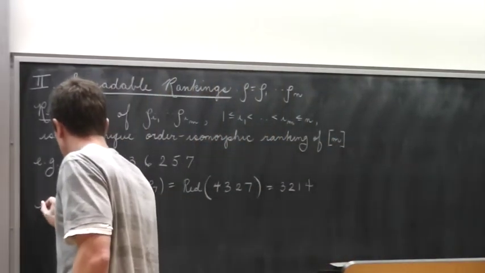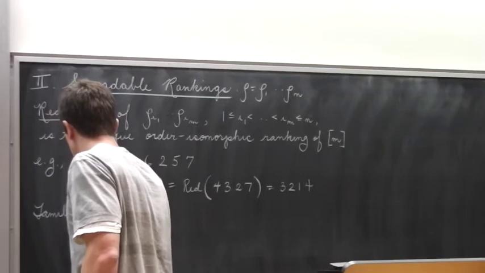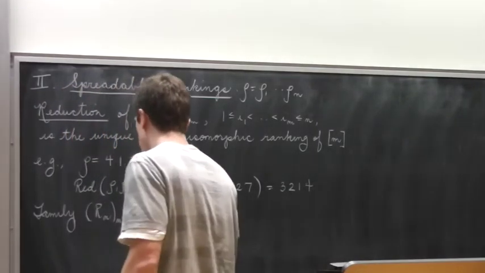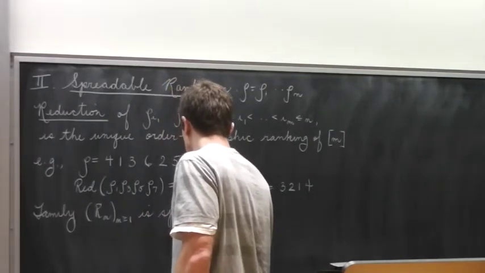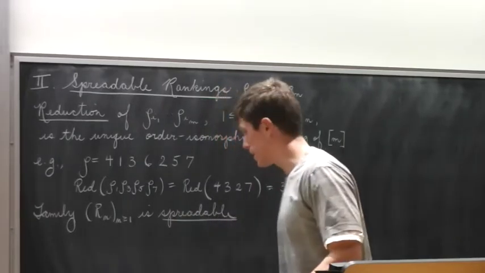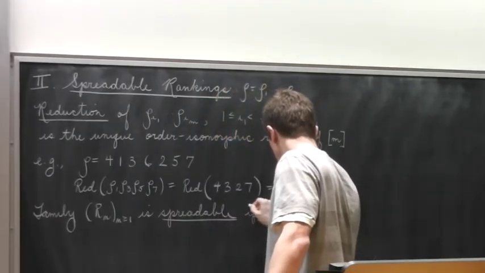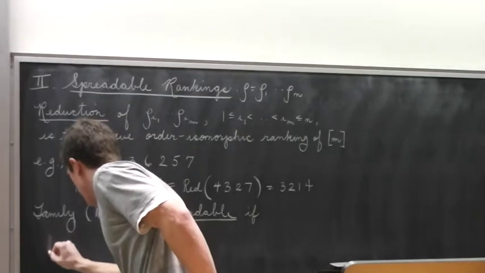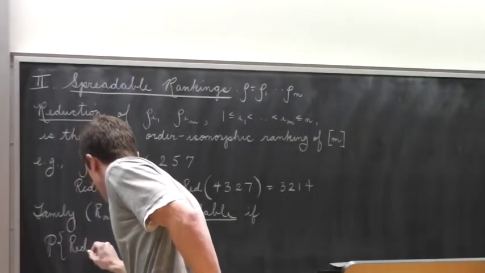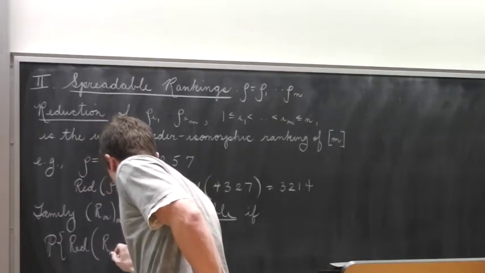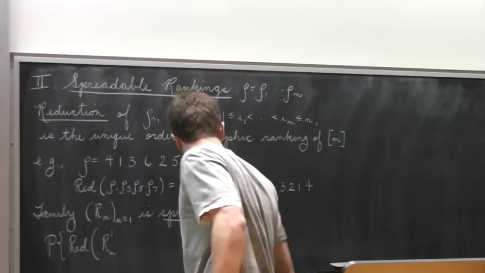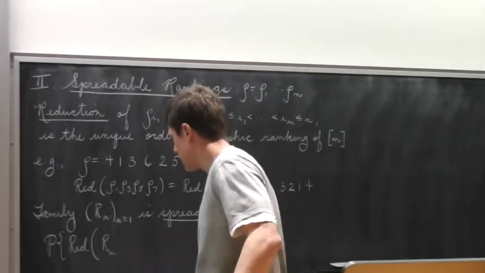So again, I say a family of random rankings is called spreadable if the probability of the reduction. So now I'm writing superscripts instead of subscripts because, well, maybe I can write it this way to be consistent.